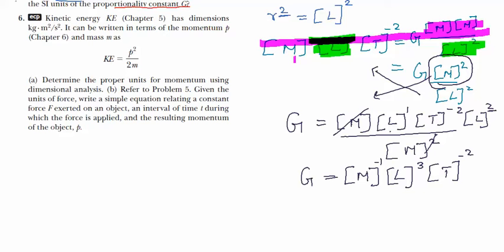Okay, so the next problem is kinetic energy. KE has dimensions of kilogram meter squared per second squared. It can be written in terms of the momentum p and the mass m using this formula. Determine the proper units for momentum using dimensional analysis.